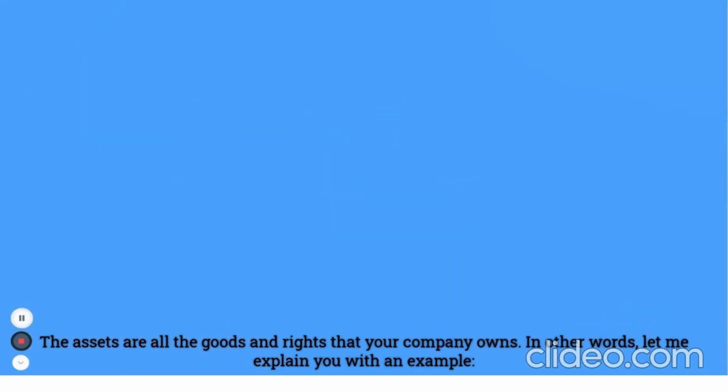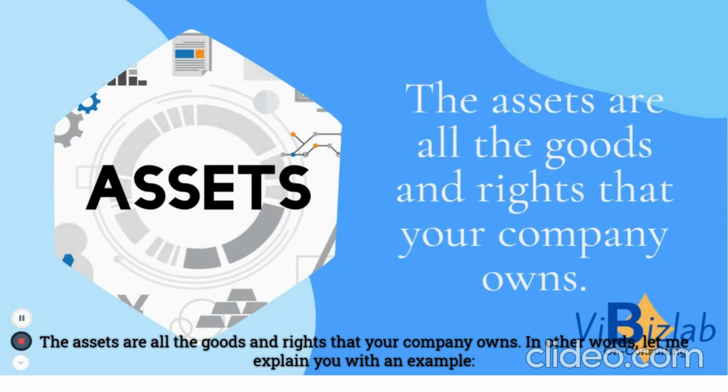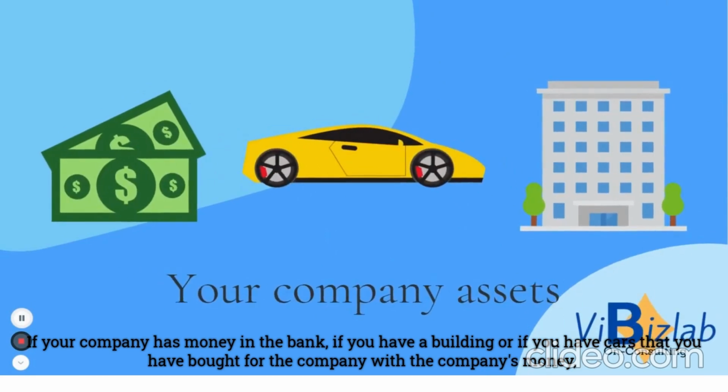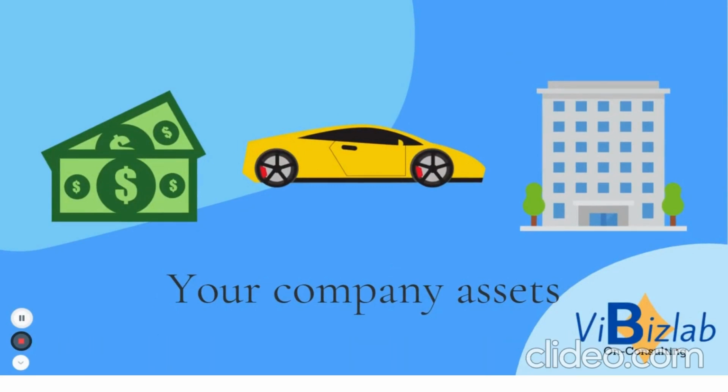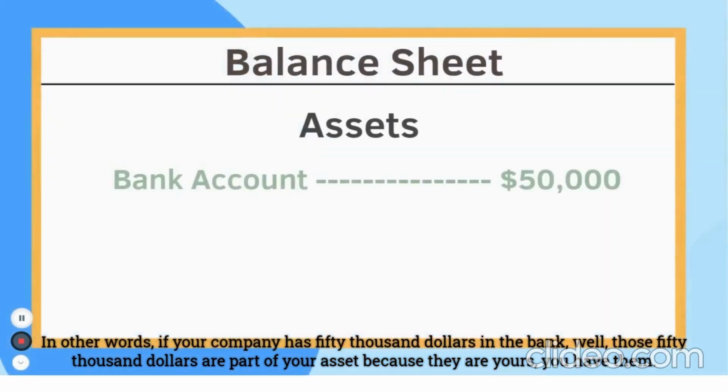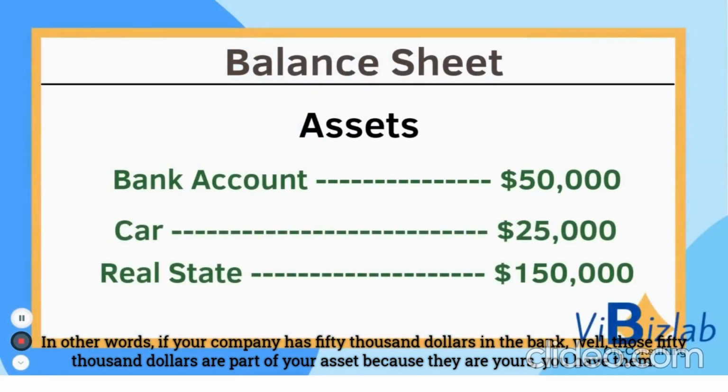The assets are all the goods and rights that your company owns. Let me explain with an example. If your company has money in the bank, if you have a building, or if you have cars that you have bought for the company with the company's money, all of that is part of the company's patrimony. They are the assets. If your company has $50,000 in the bank, those $50,000 are part of your assets because they are yours.